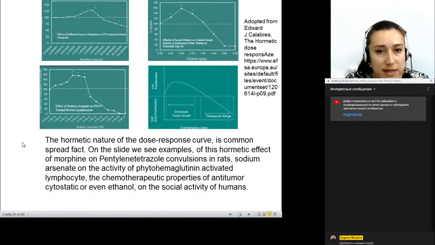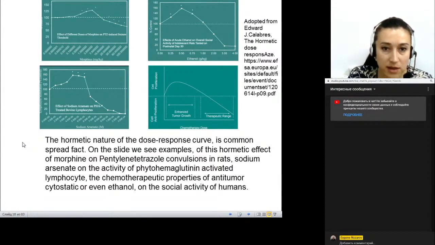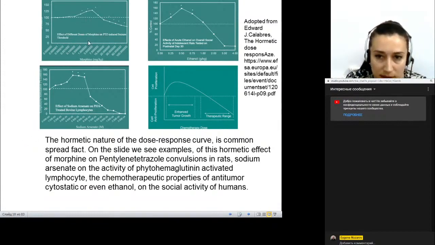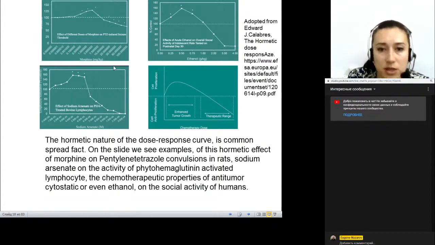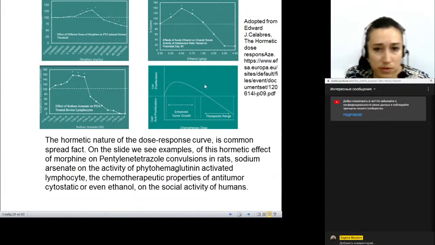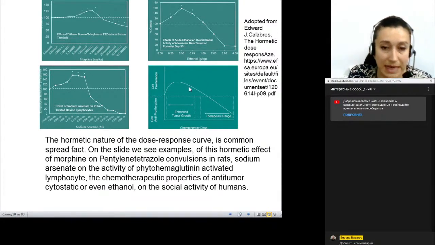The hormetic nature of the dose response curve is a commonly spread fact. On the slide we see examples of this hormetic effect: of morphine on pentylenetetrazole convulsions in red, sodium arsenate on the activity of phytohemagglutinin-activated lymphocytes, the chemotherapeutic properties of anti-tumor cytostatics, or even ethanol on the social activity of humans.